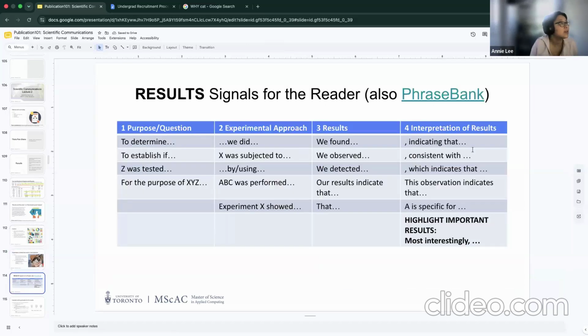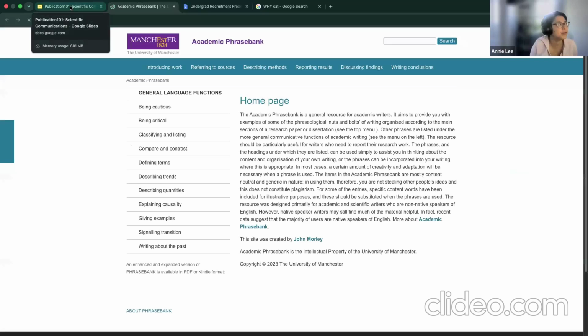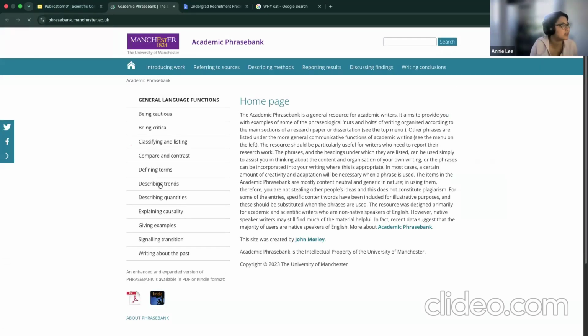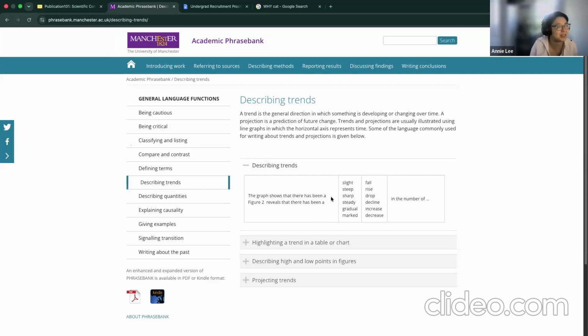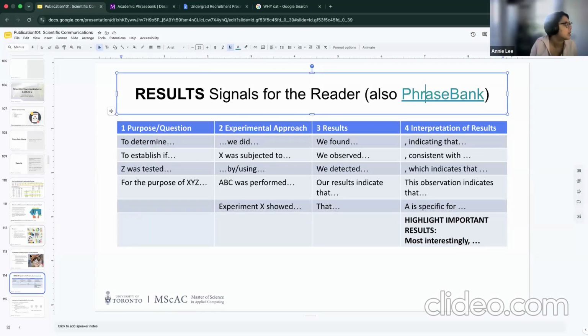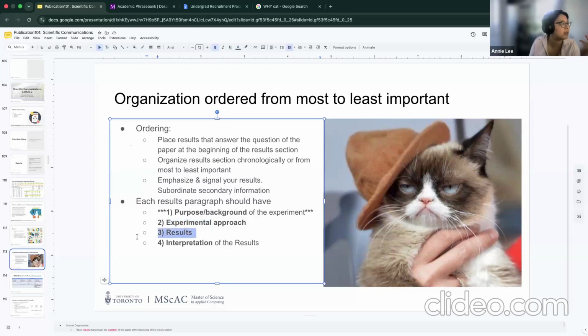Okay. So again, the phrase bank is right here. Use the phrase bank to help you write your paper. Again, phrase bank was the old style of ChatGPT. But the graph shows that there's a slight rise or fall. So don't use ChatGPT. Use PhraseBank and replace it. So again, here I said you need 4 things, right? Your purpose, why you're doing something, your experimental approach, how you're doing it, your results and your interpretation.